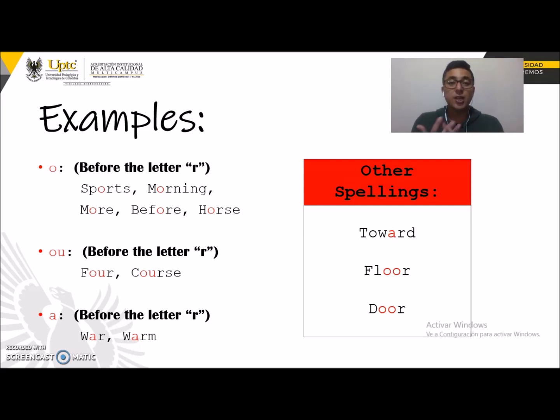If you pay attention to the way I said all the words, they are pronounced with our own O in Spanish. So it's going to be really easy for you as well, because it is a similar sound that we have in Spanish.